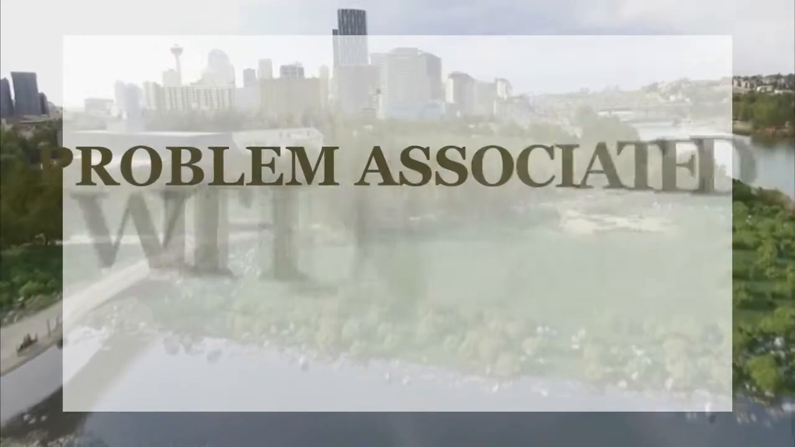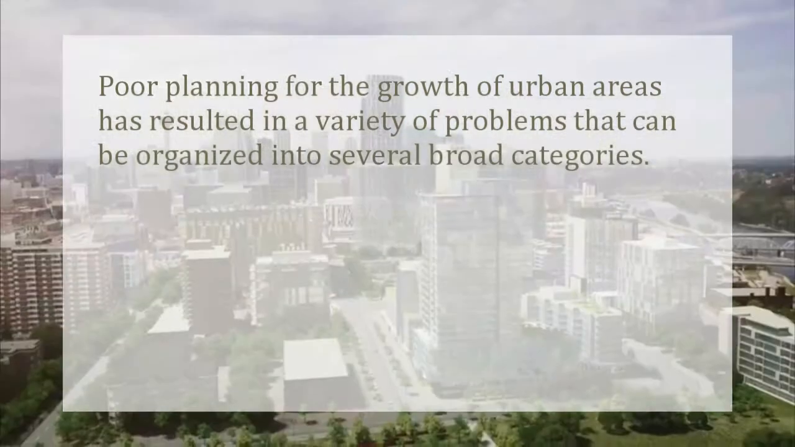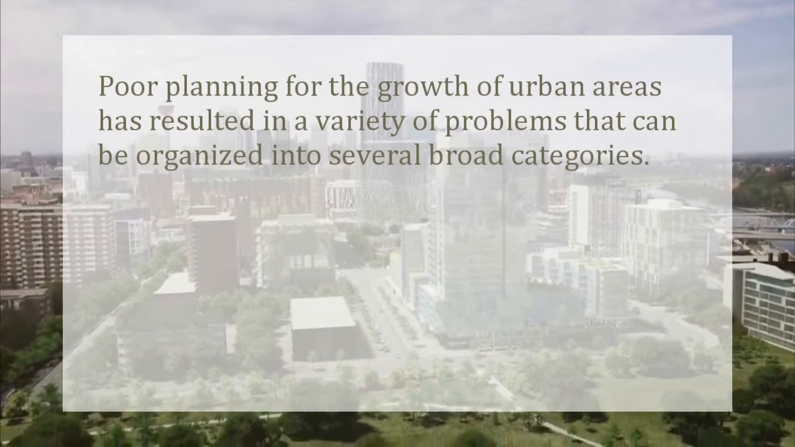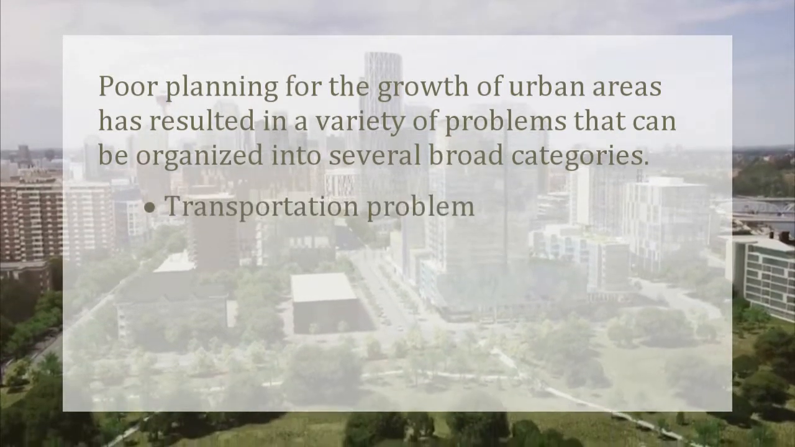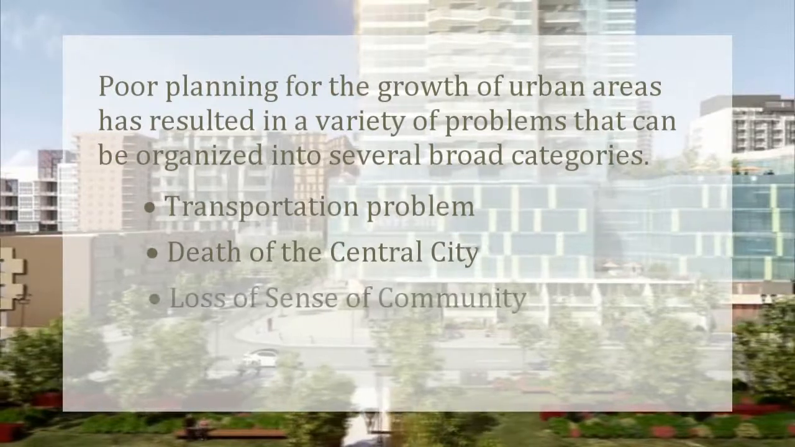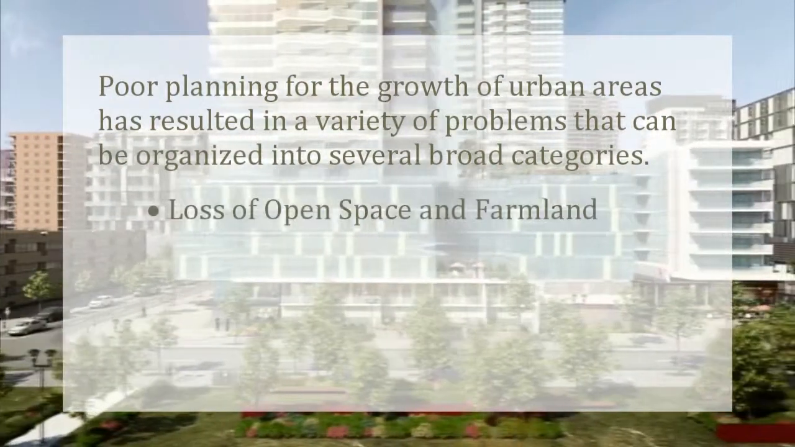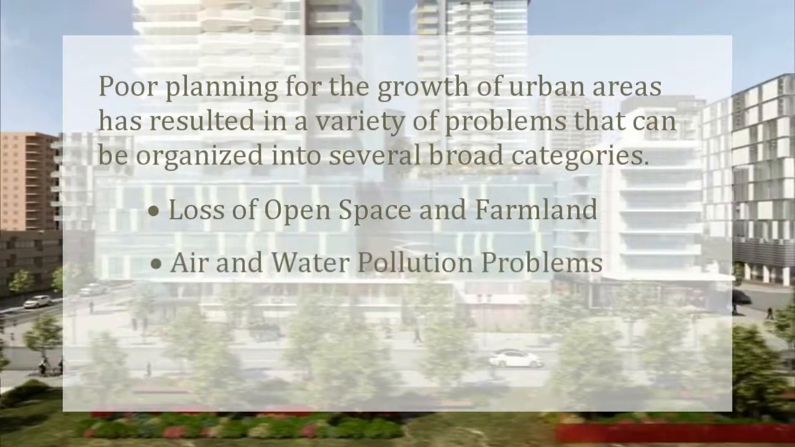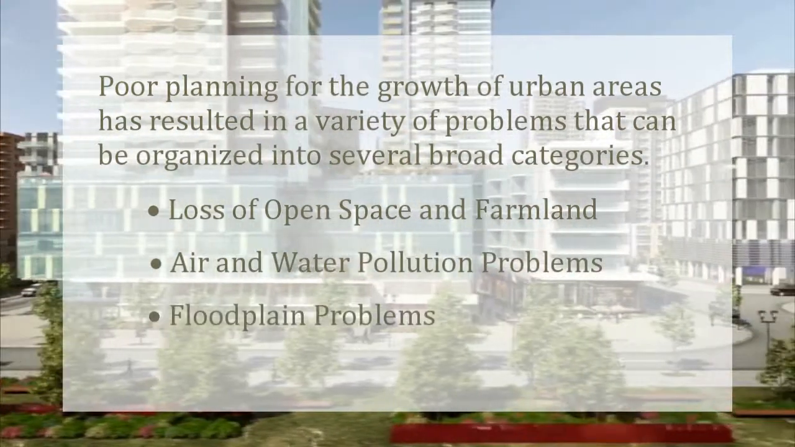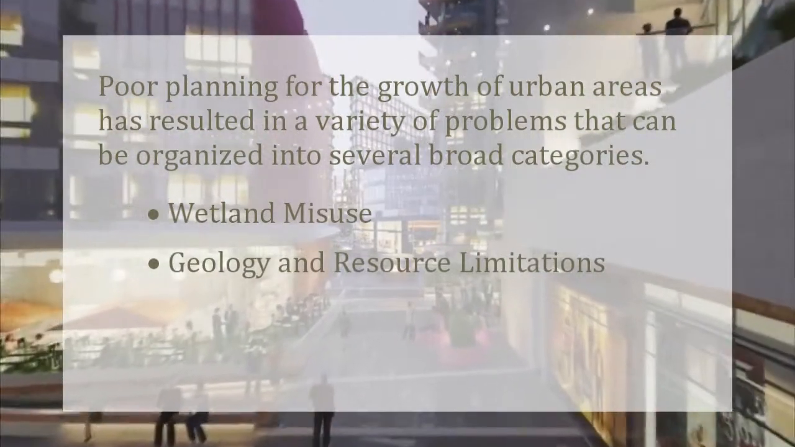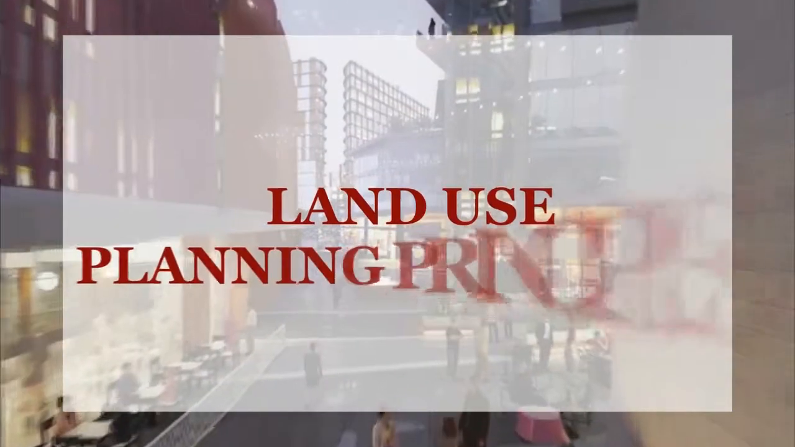Problems associated with unplanned urban growth. Poor planning for the growth of urban areas has resulted in a variety of problems that can be organized into several broad categories: transportation problems, death of the central city, loss of sense of community, high infrastructure and energy costs, loss of open space and farmland, air and water pollution problems, floodplain problems, wetland misuse, geology and resource limitations, and aesthetic issues.